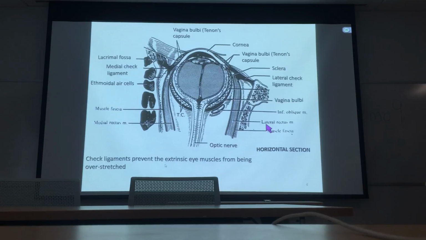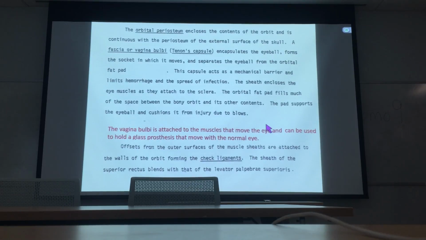Same with the check ligaments. Make sure you understand what their function is. When I put stuff in red, I put it because I wanted to make sure that you know about that. There's a couple things that he made mention of. He referred to it as the fascia bulbi. I would know it also as the vagina bulbi, Tenon's capsule. Know all three of those names. It's a structure used to attach to the muscles, and he made the big point about the glass eye. So it holds a glass prosthesis in place. So make sure we know that nice little fact.